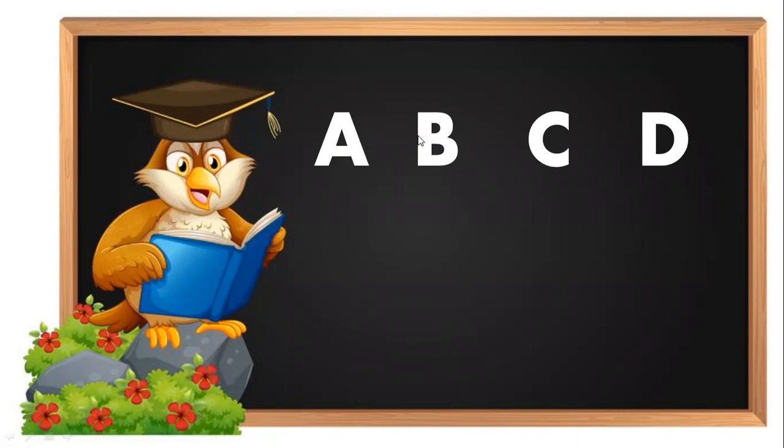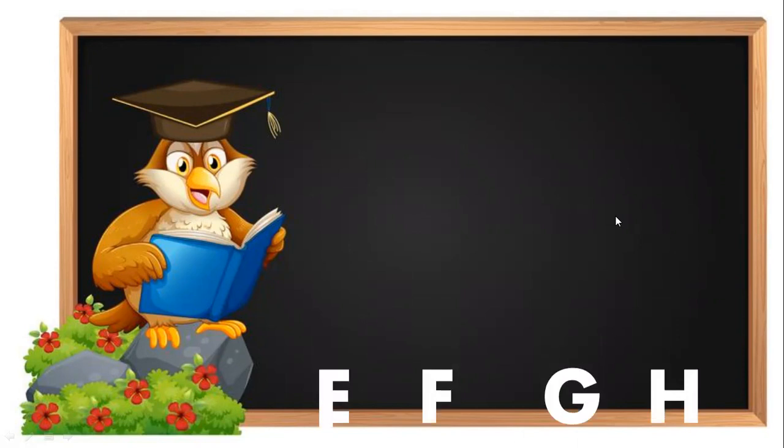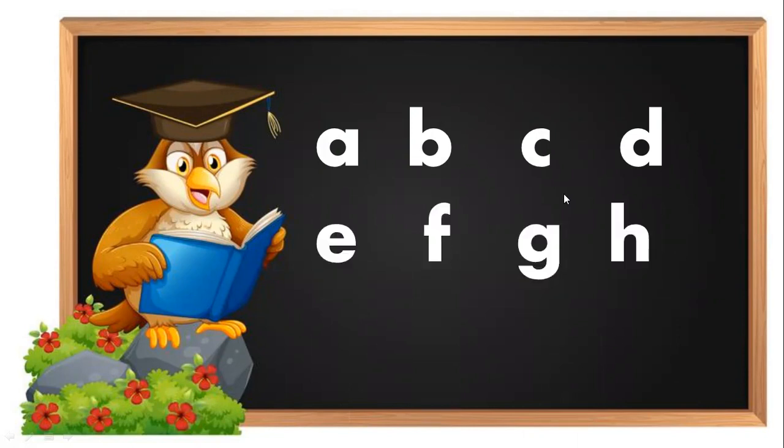A, B, C, D, E, F, G, H, I. Now in small letters, lowercase, the sound and pronunciation is the same, just the writing formation is different. So let's read it again. A, B, C, D, E, F, G, H, I.